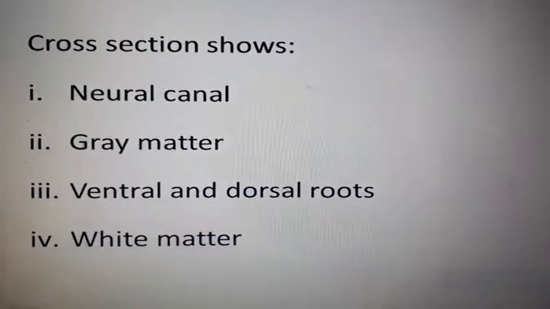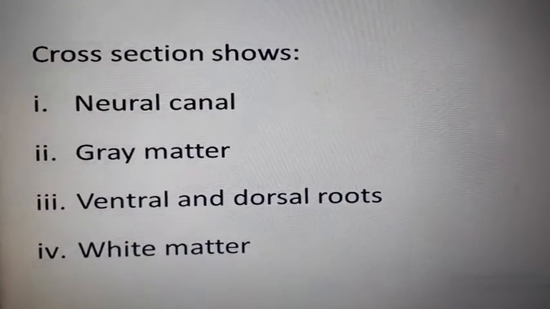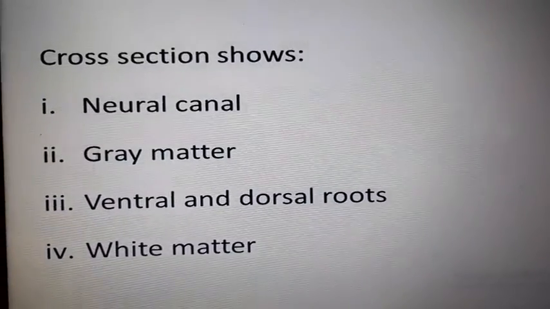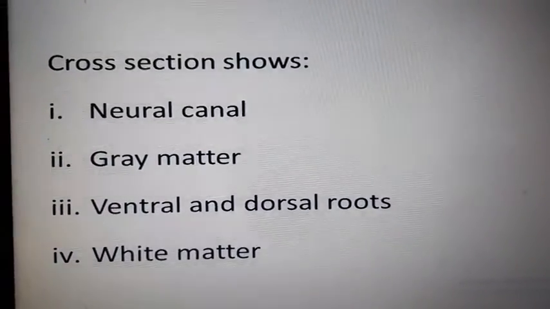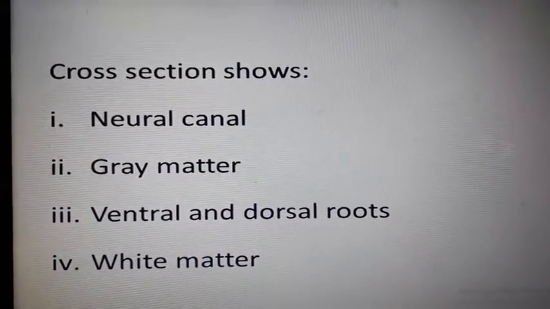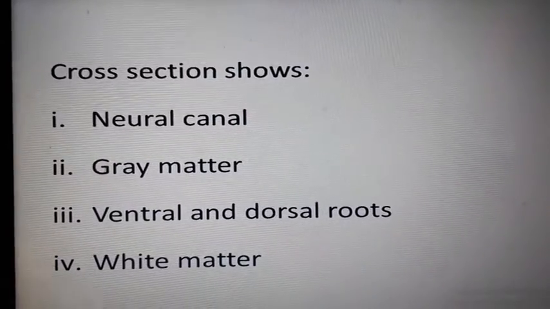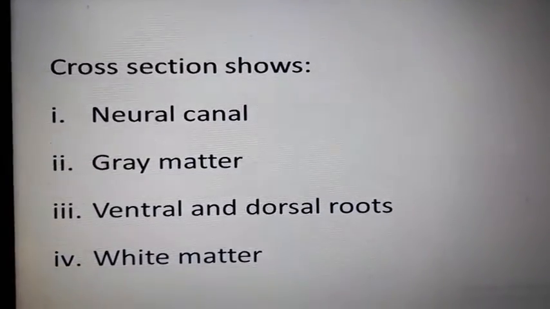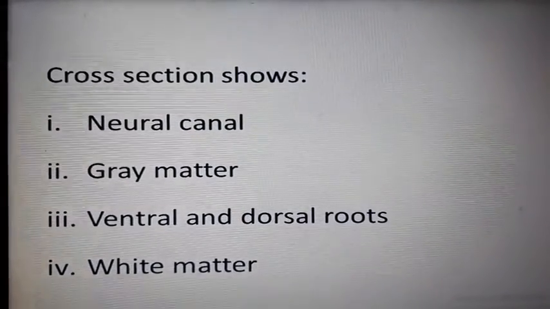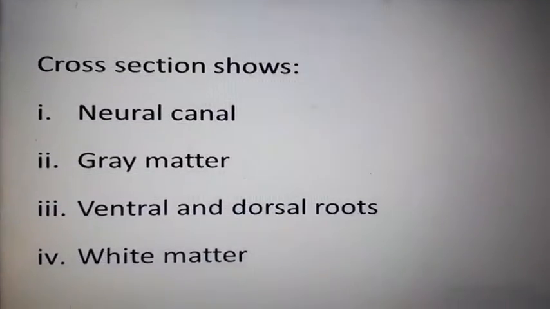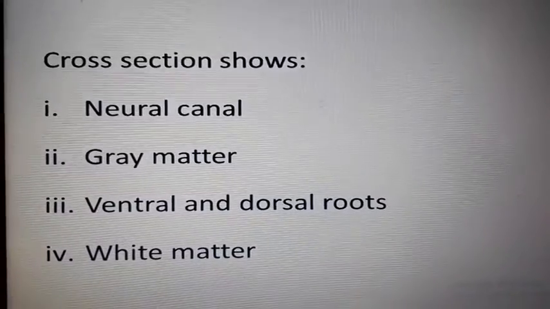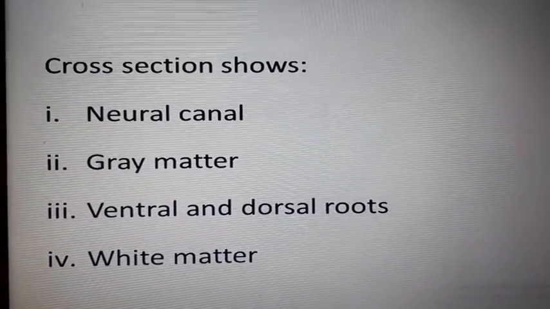A cross section of the spinal cord shows different parts. These are the neural canal, gray matter, ventral and dorsal roots, and white matter as well. So what is the neural canal? The neural canal contains cerebrospinal fluid. Gray matter consists of cell bodies and dendrites and is concerned mainly with reflex connections.